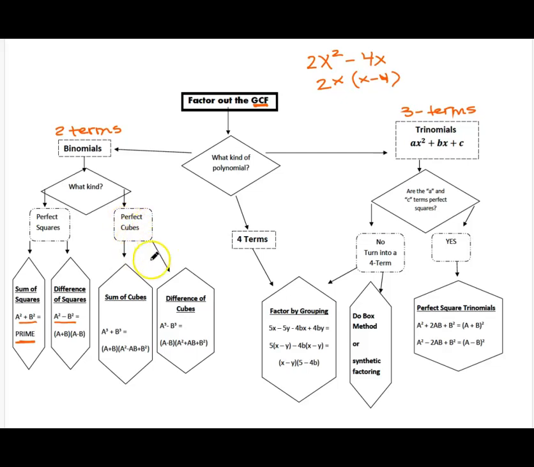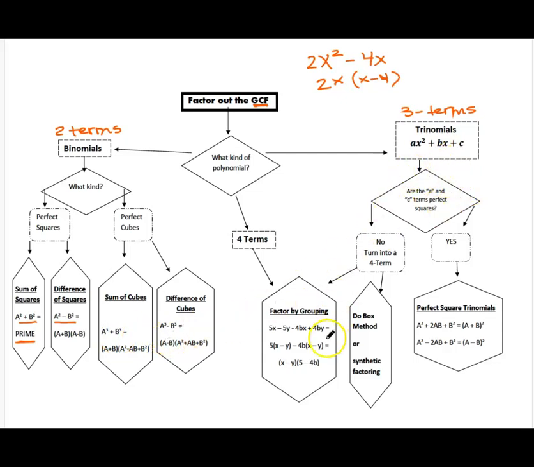And then the perfect cubes, and you're looking for, is it something cubed plus something cubed, or something cubed minus something cubed, and look for those perfect cubes. That's what's going to clue you in on which one you're going to be using.